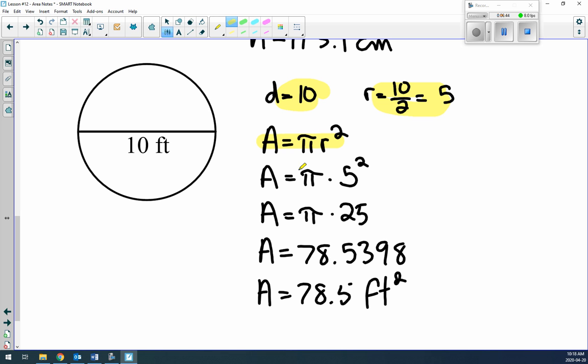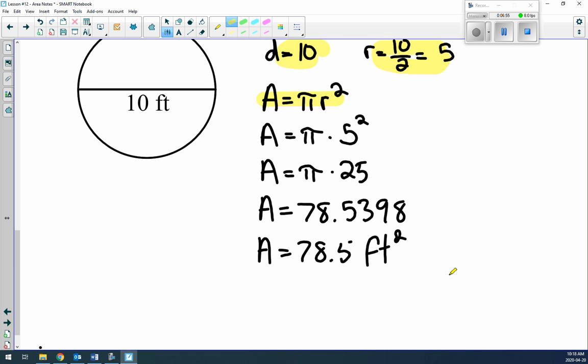Write down the formula. A equals pi r squared. Plug in r as 5. Remember, you got to do that first. So 5 times 5 is 25. Times pi. You end up with 78.5398. Let's round to 1 decimal place. So we're going to round to the 5. So we look at the 3, and since that is less than 5, that 5 stays the same. So 78.5 square feet. Okay, so now you can work on practice number 12 on area.